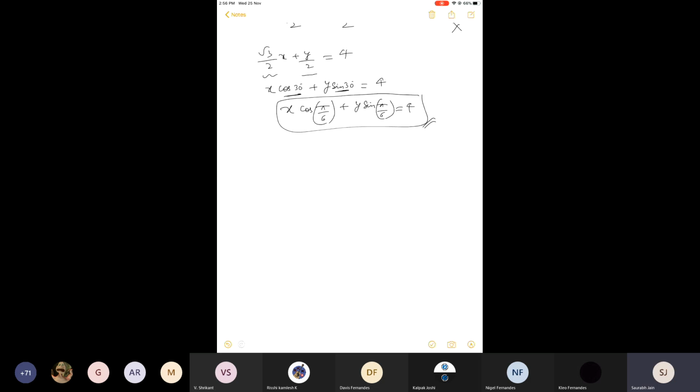See, after this, there are 2 articles left. With this, the chapter will be completed. First is distance of a point from a line.